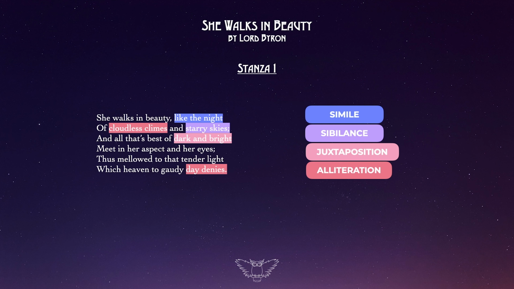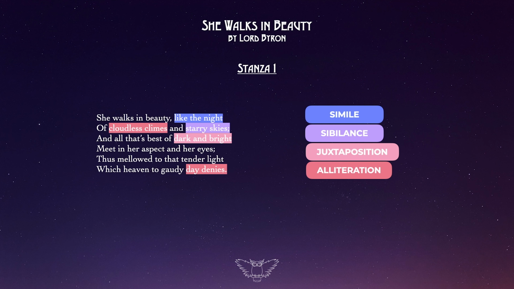And her eyes mellow to tender light, which heaven to gaudy day denies. So he's making a contrast between heaven, this place of beauty and lightness, and gaudy day denies. So there's a difference in light here. You have heaven, which is this heavenly soft light, and then gaudy day denies. That's the bright, harsh light that you would typically see. The light is mellow, it is soft, and the tenderness of the light reflects the tenderness of her soul.